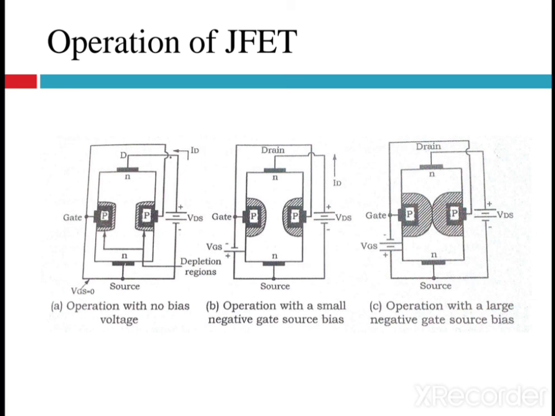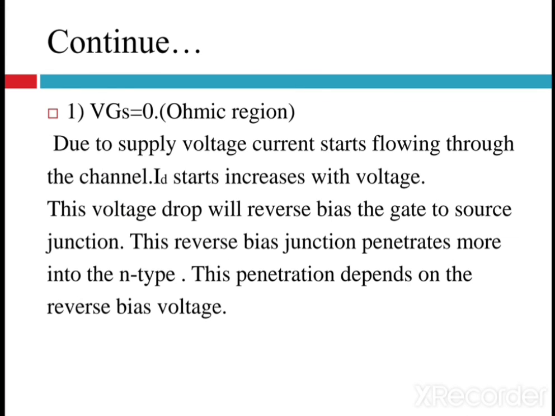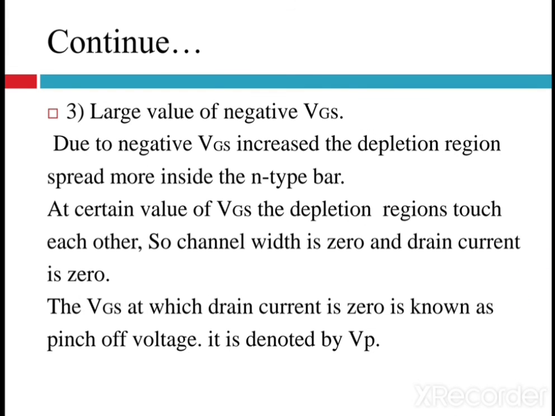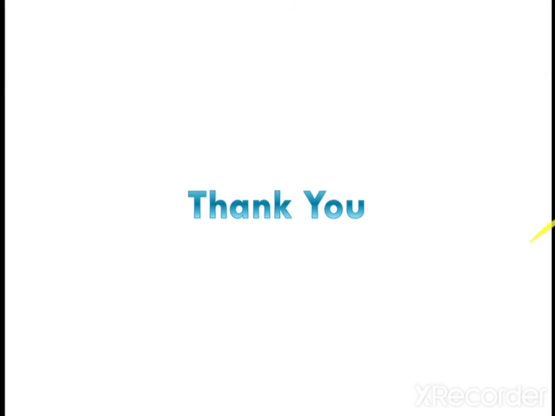So you can easily understand the operation of JFET from the given diagrams. This is what I have discussed just before. There are three conditions: VGS equal to 0, a small negative VGS, and a large value of negative VGS. That is what we have just discussed.